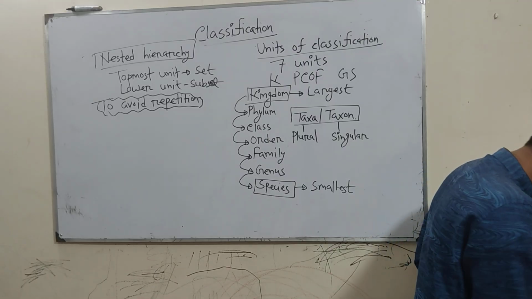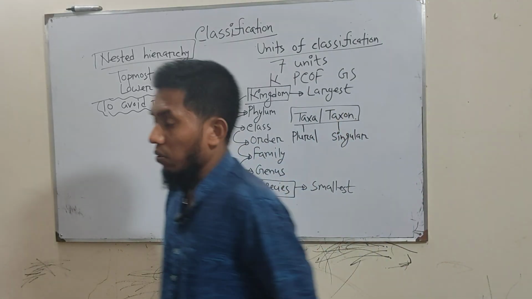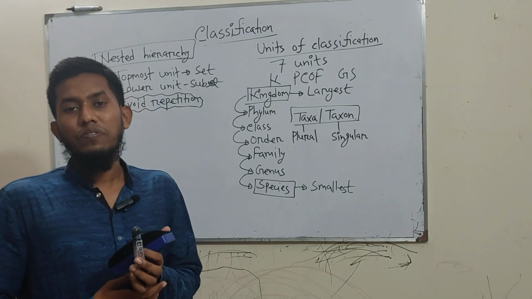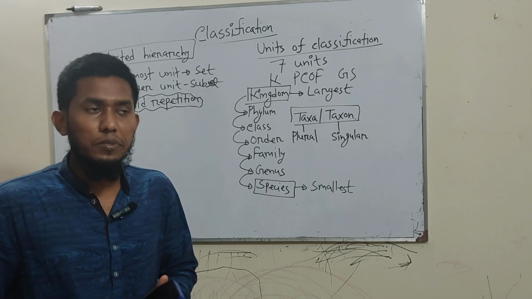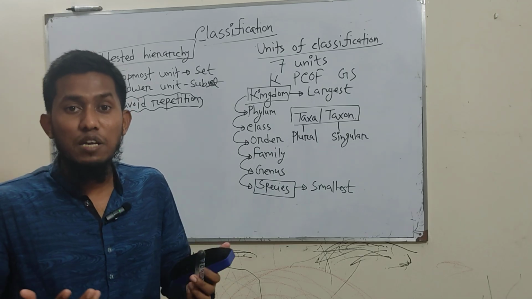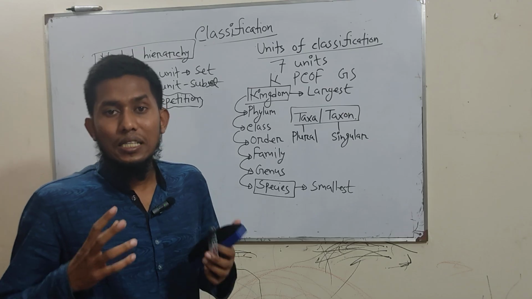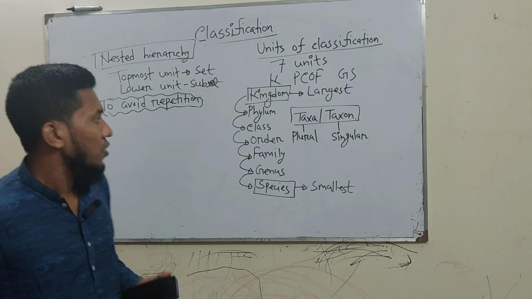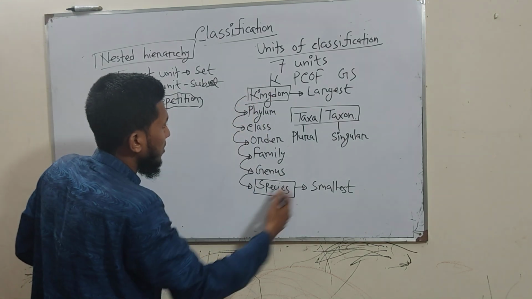Okay, now we have to learn the classification of human being. This is very important. This question already came in the board exam. It is very important to know the systematic position of ourselves, of human beings. For the classification of human beings we have to use these 7 units.